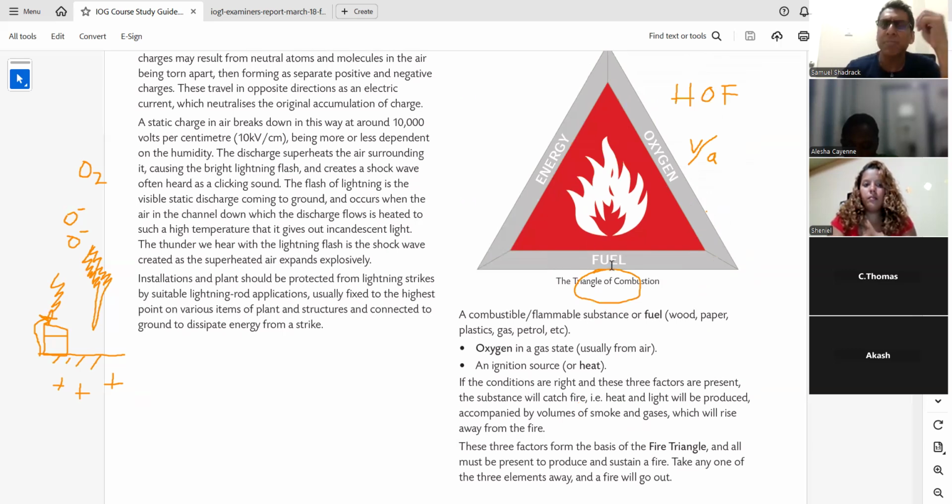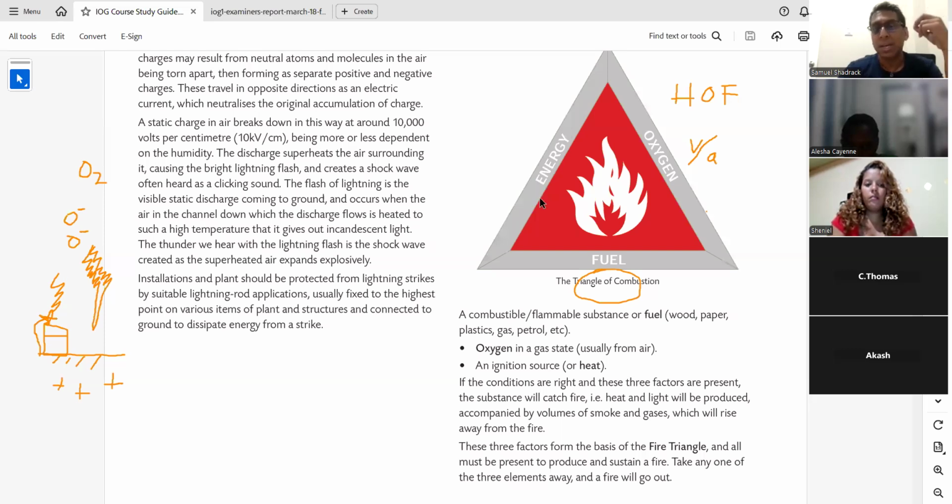Of course, you can minimize your fuel content if that's possible. For some companies, remember, if that's their business and they store fuel, you can't get rid of it. But you can take out sources of heat, right? And in some books, they have this as ignition. So you can get rid of ignition sources.